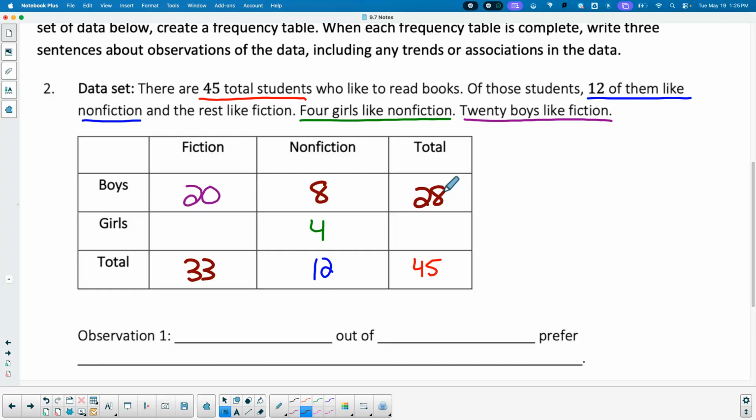13. Total number that like fiction is 13. Yes, I thought you said total number of girls, and I was going to say not 13. But the total number of girls, yes, is 13. It's 17.